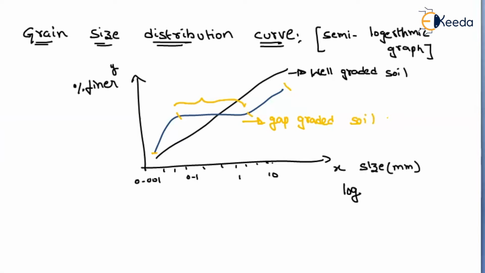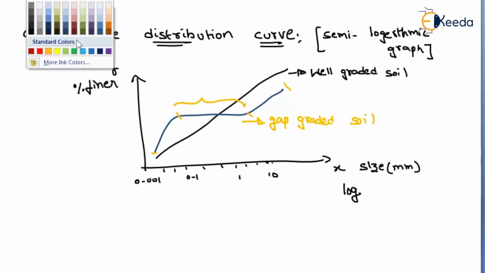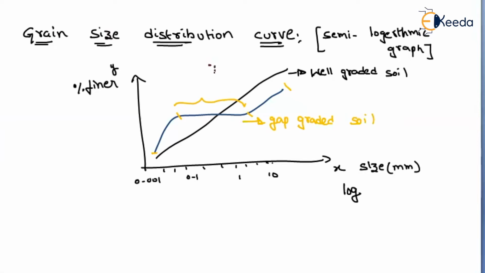Gap graded soil. Similarly, if you obtain a graph like this, see along the x-axis how many different sizes of particles you can see here. You can see a very small range. That means the soil consists of very much the same size of particles, or I will call it a uniformly graded soil. What is meant by uniform? The entire soil consists of almost the same size of solid particles. That's why it is a uniformly graded soil.